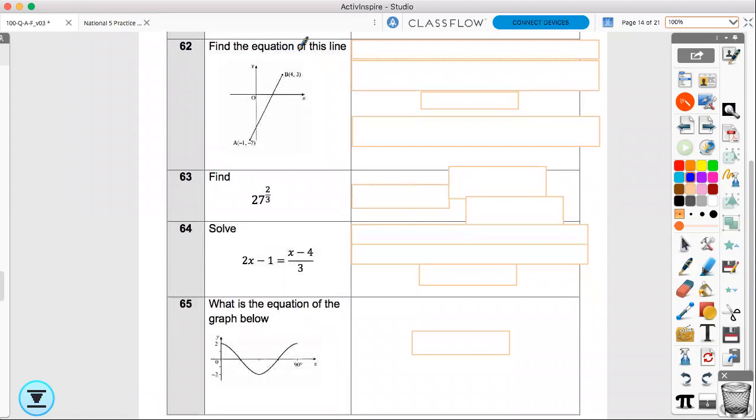Now, find the equation of this line. Okay, so to find the equation of a line passing through 2 points, what we've been saying is we're going to use (x1, y1) and (x2, y2). And remember, it doesn't matter which one you pick for (x1, y1) and (x2, y2).